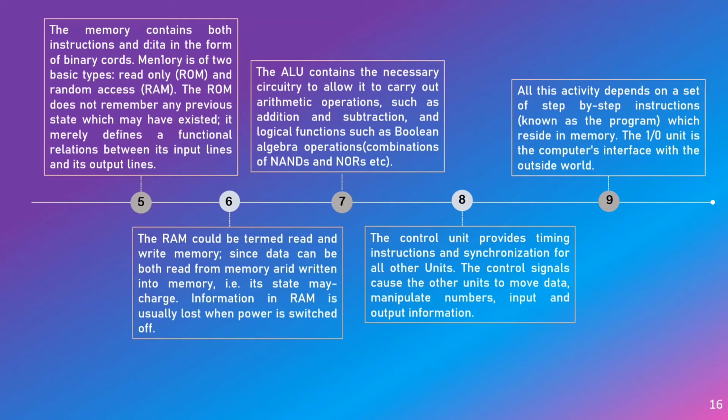The ALU contains the necessary circuitry to allow it to carry out arithmetic operations such as addition and subtraction, and logical functions such as Boolean algebra operations, combinations of NANDs and NORs, etc. The control unit provides timing, instruction and synchronization for all other units. The control signals cause the other units to move data, manipulate numbers, and input and output information. All this activity depends on a set of step-by-step instructions known as a program, which resides in the memory. The I/O unit in the computer interfaces with the outside world.